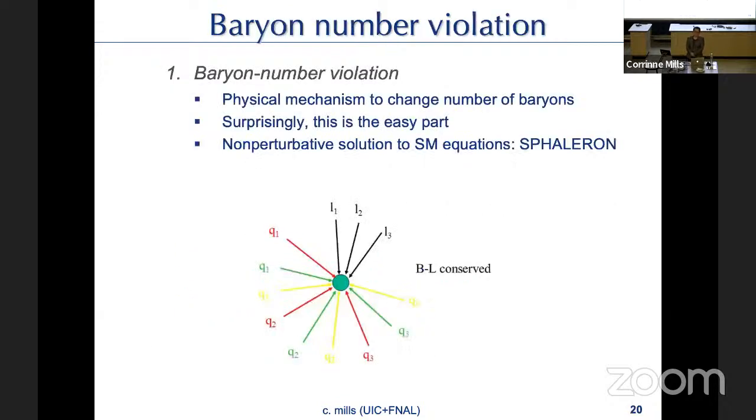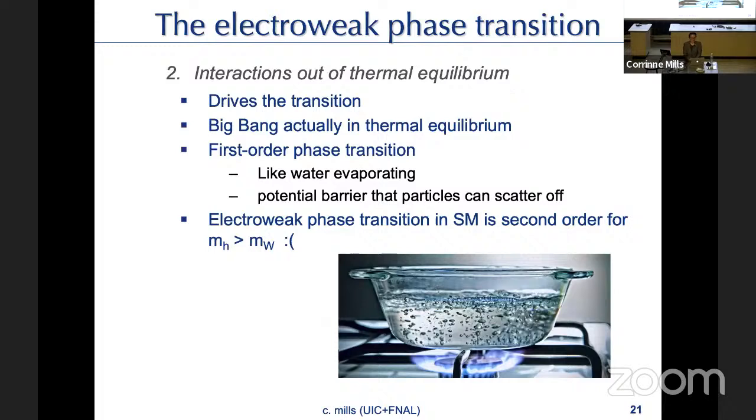Baryon number violation. This is the physical mechanism to change the number of baryons. Surprisingly, this is the easy part. It's a non-perturbative solution to the standard model equations called a sphaleron, which I may or may not pronounce correctly. Interactions out of thermal equilibrium to drive the transition. The Big Bang was actually in thermal equilibrium. So we need a first order phase transition in order to have some phase boundary that particles can scatter off of. And this is the same kind of phase transition water boiling is.